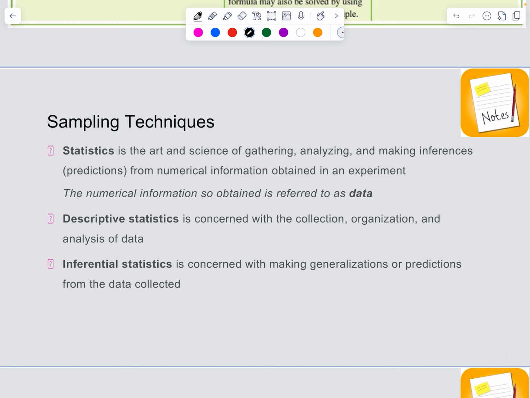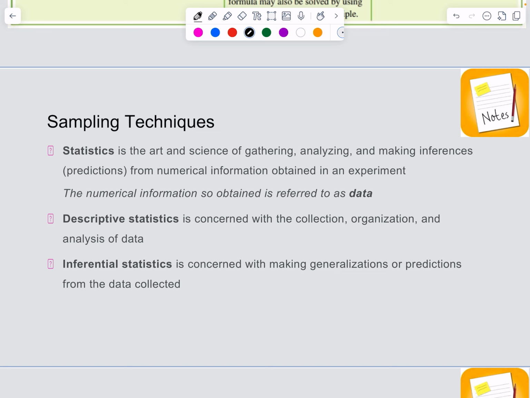So we're going to look first at 12.1, and this is just different sampling techniques and then the misuses of statistics. Before I get to an example, let's start with what is statistics. It's the art and science of gathering, analyzing, and making inferences, which are predictions, from numerical information. The numerical information is referred to as the data. So if you're gathering data, analyzing it, and making a prediction from it, you're using statistics.